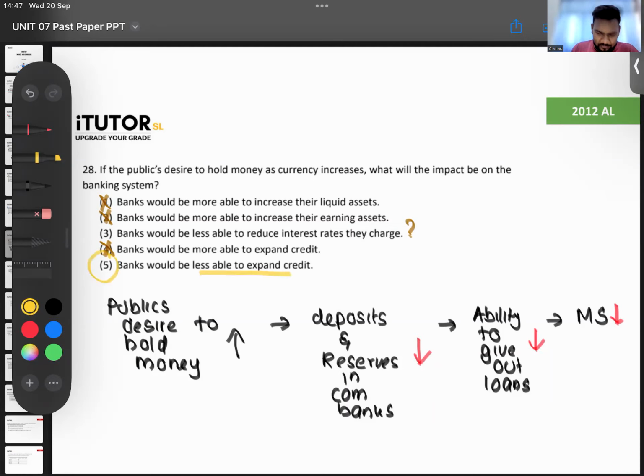What's the third one once again? Banks would be less able to reduce the interest rate. Now think about the reserves that banks have. Banks have very little money with them, no? Customers are not putting money in the bank now. What do you think will happen to the interest rates? Interest rates will be much higher, right? You can't 100% say that, but usually interest rates can be high. So we'll go with answer number 5. Is that okay?